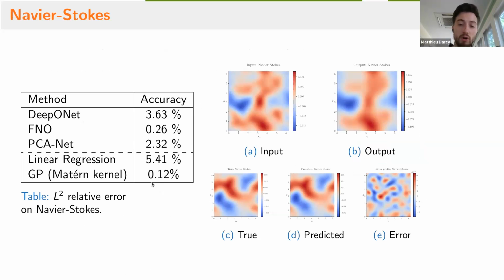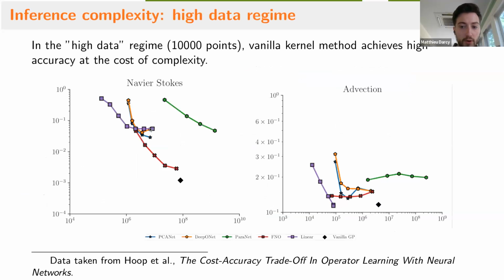In this case, again, our method with the Matérn kernel actually does better than all the methods that were proposed, all the neural networks that were examined for this particular problem. Okay, so these are the results in terms of accuracy. But one thing I'd like to emphasize is it's not really just about accuracy. It's about accuracy and complexity.